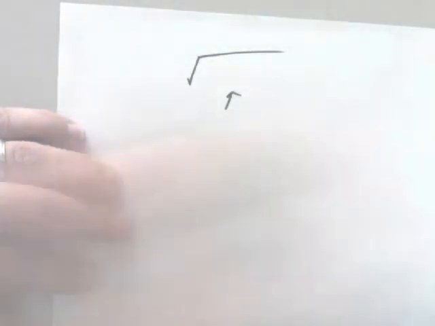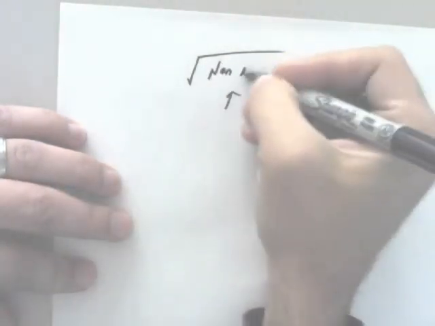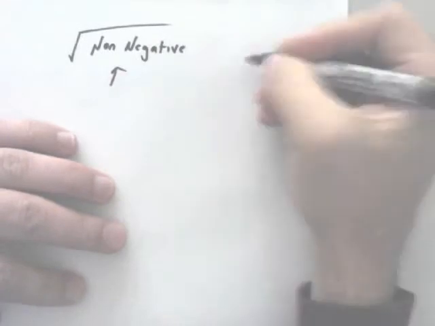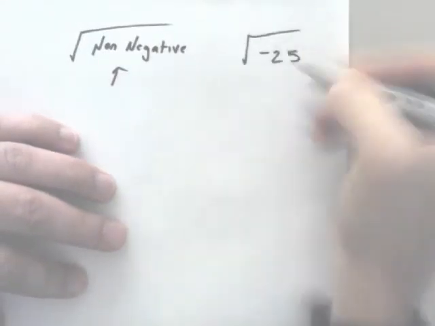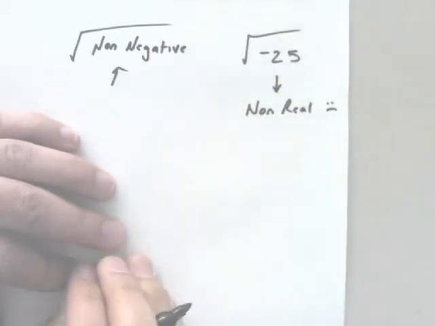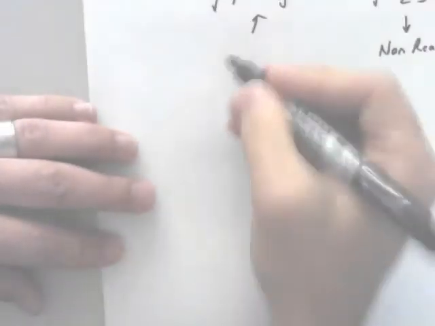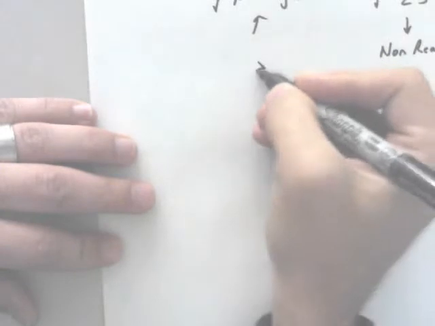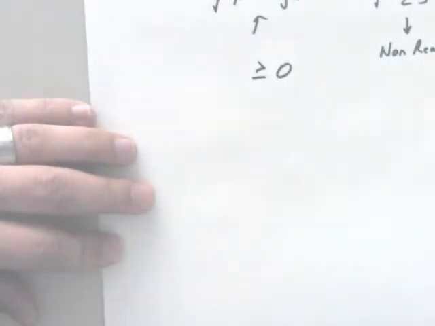Now, the second exception, something that we've learned, is that when you're taking the square root of something, what's inside has to be non-negative. Otherwise, if you take the square root of something negative, it results in a non-real number. Okay? So, non-negative doesn't just mean positive. It means positive or 0.